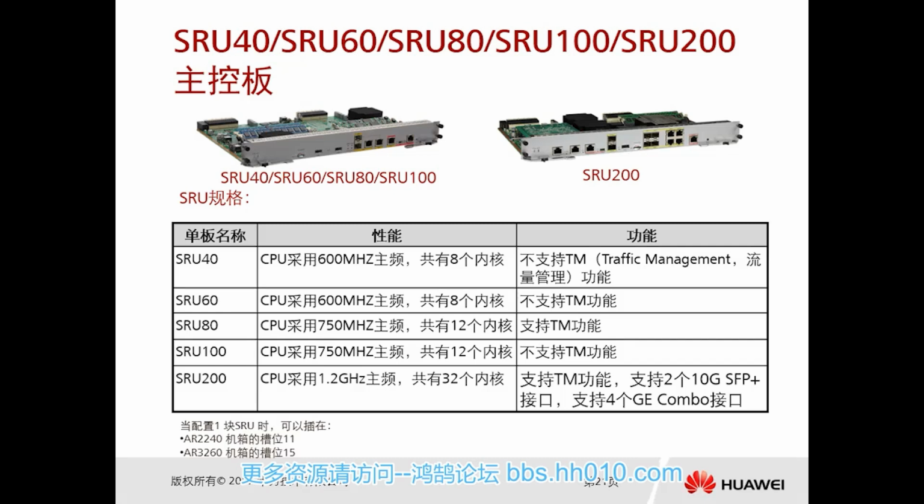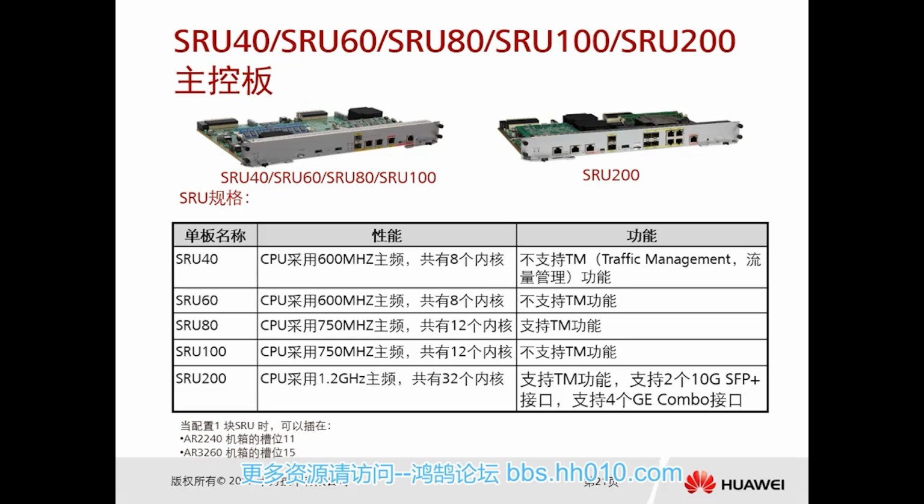So here everyone can take a look. For the SRU 40, the main frequency is 600 MHz, and it has 8 cores. Moving on, the SRU 60 has 12 cores and its main frequency becomes 750 MHz, so its performance has improved. The difference between the 40 and 60 is actually not that big.